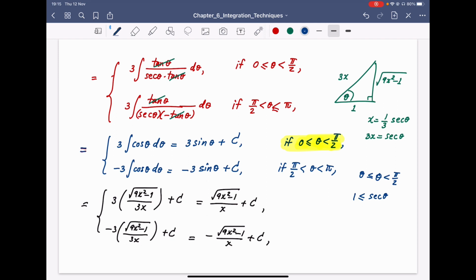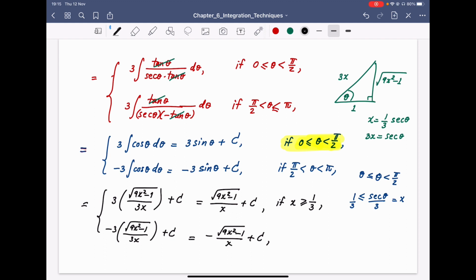And that means 1/3 is less than or equal to sec theta over 3, and this is your x. So that means the first condition that you have here, this is x. This is when x is bigger than or equal to 1/3. Does it make sense?